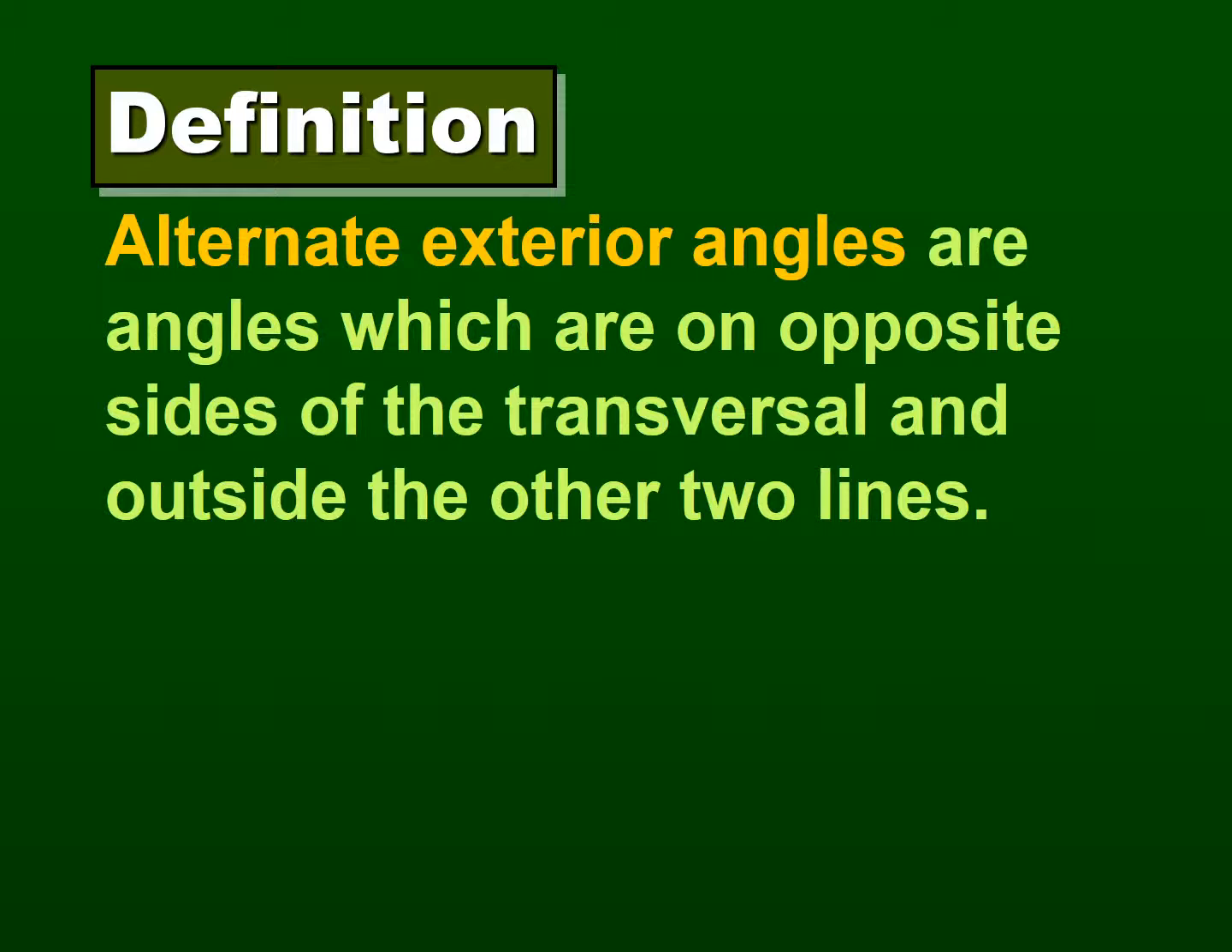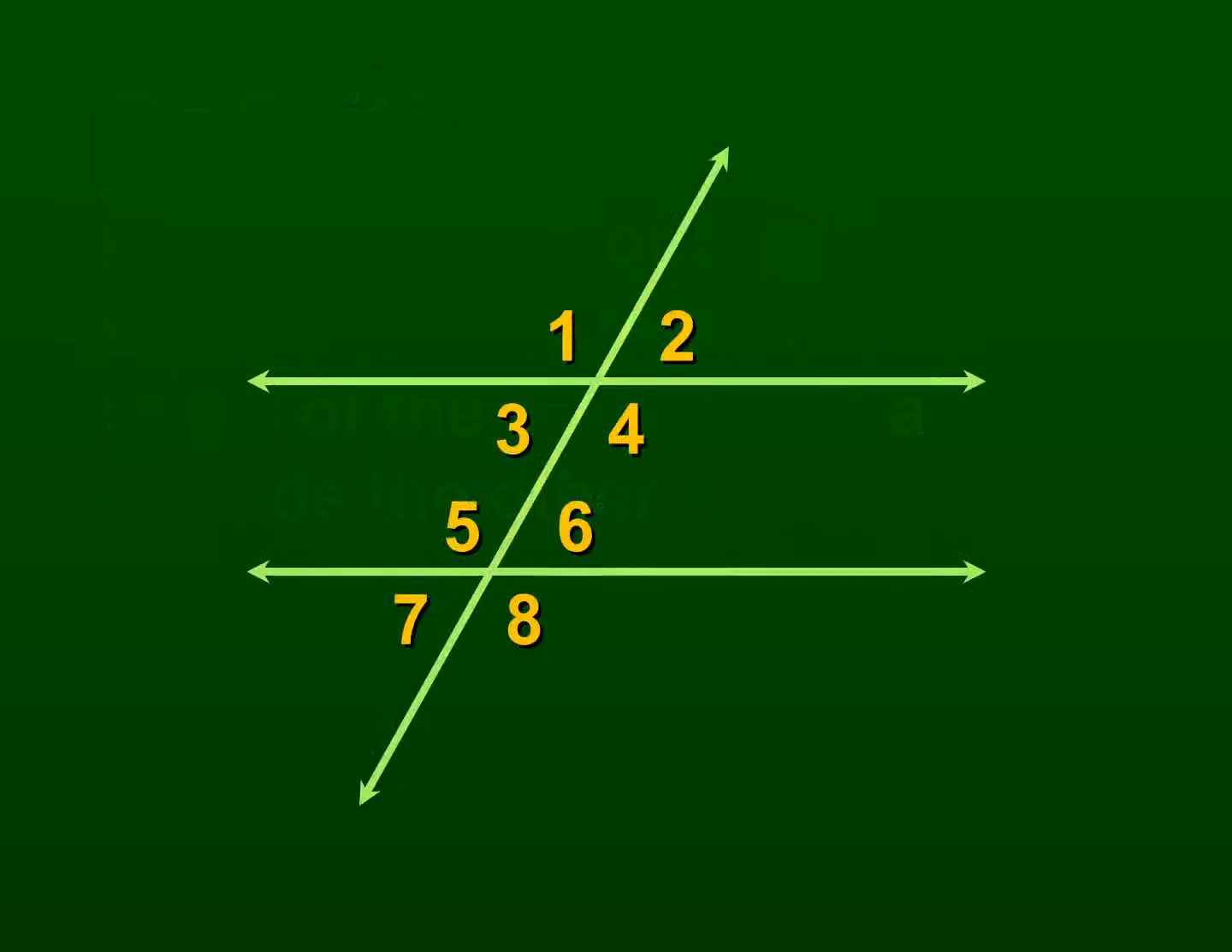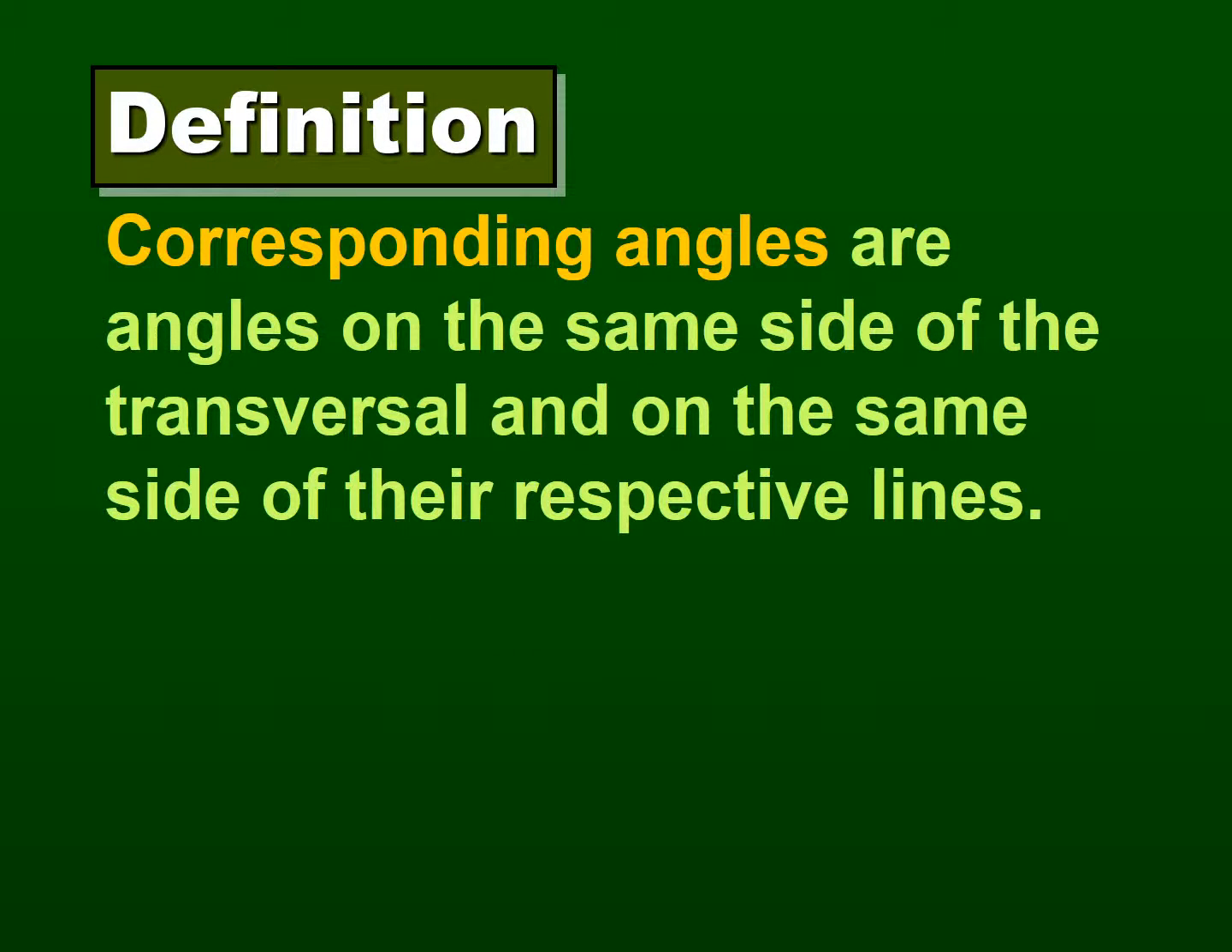Alright, so another type of angles formed by a transversal are called alternate exterior angles. They're still opposite, but those are going to be on the outside of the other two lines. So here's the two lines, right? We're looking on the outside. So either 1 and 2 or 7 and 8. Those are all exterior angles. So if we want to do alternate exterior, we're going to do 1 and 8 or 2 and 7. So 1 and 8 is an example of alternate exterior, and 2 and 7 is also an example of alternate exterior.